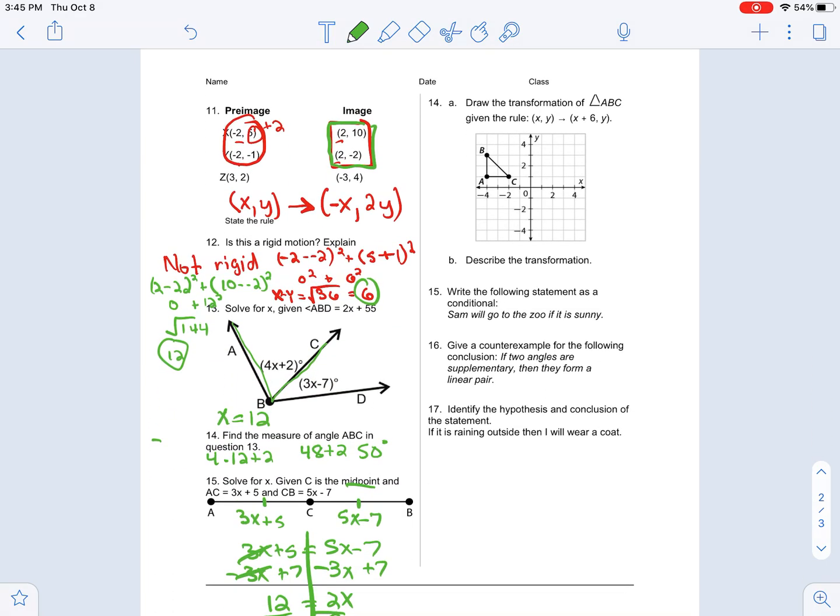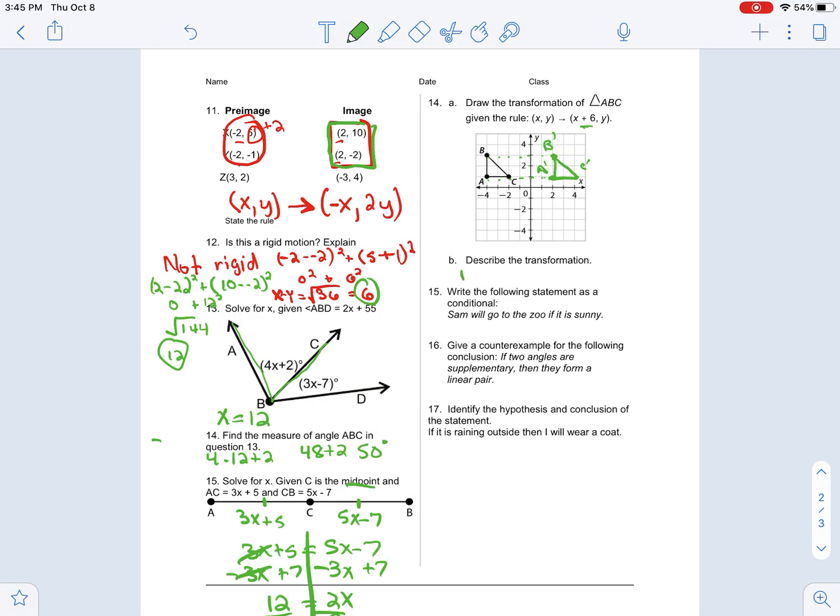Draw the transformation. So this is telling me to add 6 to each of my x values. So I'm just going to go ahead and add 6. So I take B and go over 1, 2, 3, 4, 5, 6. So this would be B prime. Y doesn't change, so we leave it like that. A, move it over 1, 2, 3, 4, 5, 6. So this is A prime. And then C, move it over 1, 2, 3, 4, 5, 6. That's C prime. So then we go ahead and connect it. And there's our triangle. Should keep that same size.